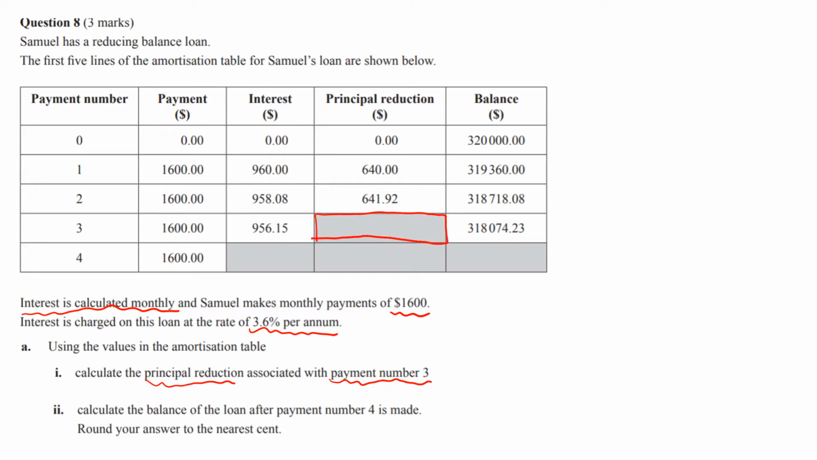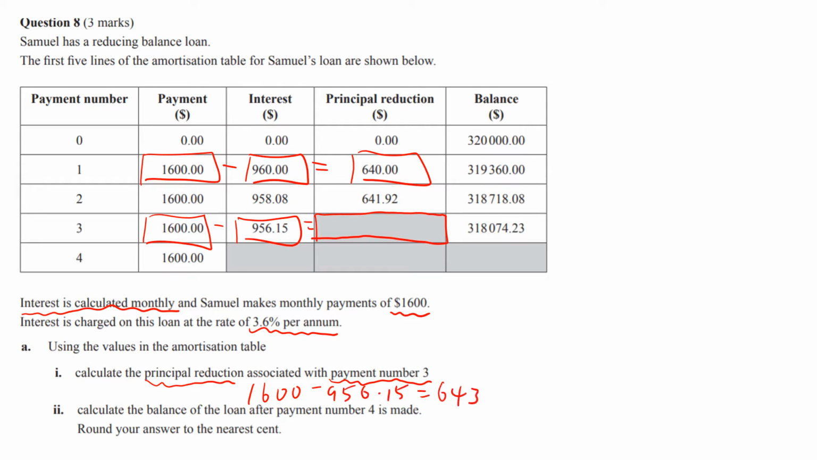There's a couple ways of doing it. You might notice the zigzag relationship, that the difference between these two equals this one. That is one way of doing it. We could do it with this one, or you can see that this number minus this number equals this number. And that's what I'm going to use. So 1600 minus 956.15 equals $643.85. There we go, all done.